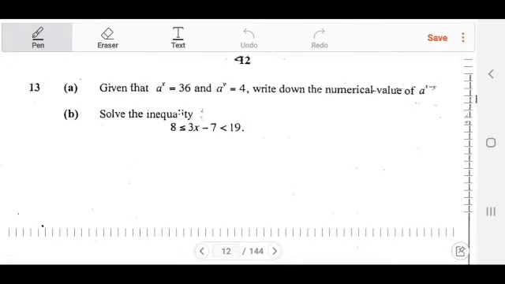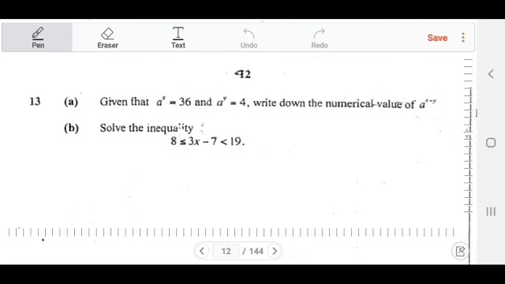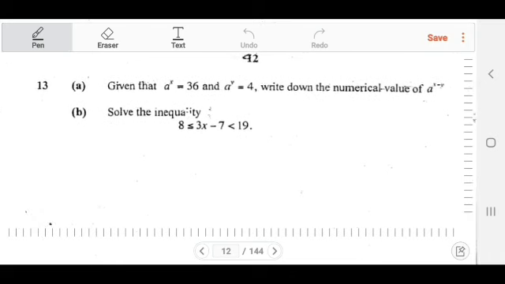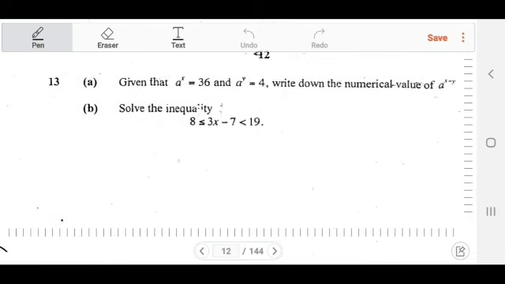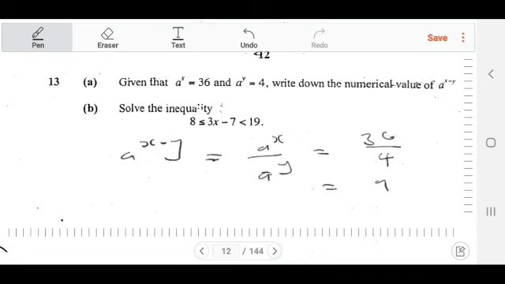Given that a to the power x equals 36 and a to the power y equals 4, write down the numerical value of this one here. Okay, so what is that one? A to the power x minus y is the same as a to the power x over a to the power y. These are laws of indices, so which means what? It's 36 over 4, which equals 9.